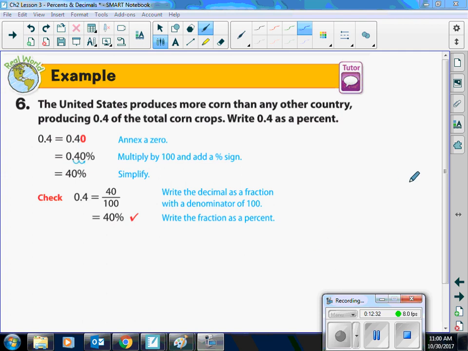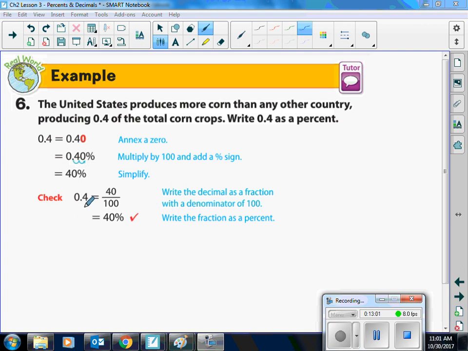All right, example 6 says the United States produces more corn than any other country, producing 4/10 of the total corn crops. We want to write 0.4 as a percent. So here we've got 0.4. We're going to move that decimal 2 places to the right. Don't forget you need to add that 0 and then add the percent sign. So this is going to be 40%.